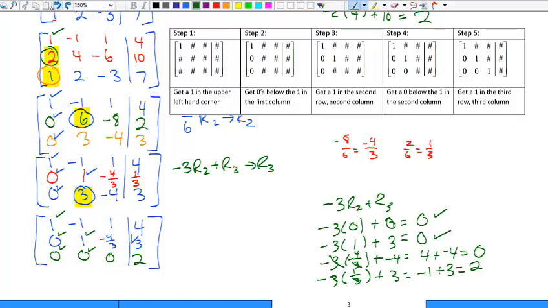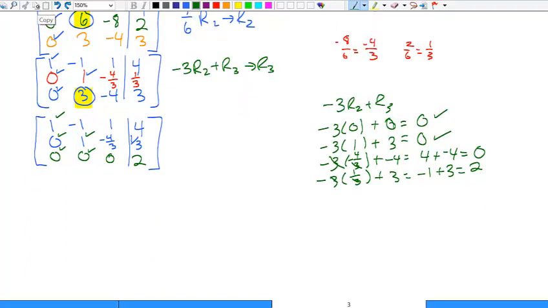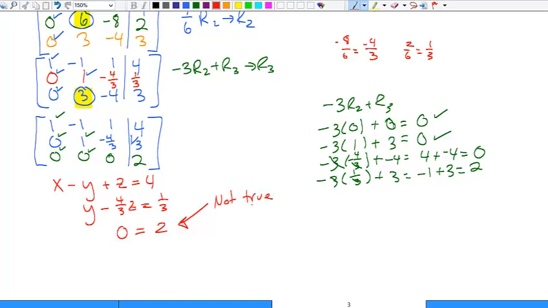I can't do it. So what I'm going to do is just try to do my back substitution from here. I have x minus y plus z equals 4. y minus 4/3 z equals 1/3. And then 0 equals 2. Wait a minute. 0 never equals 2. So this is not true, which tells me this is an inconsistent system, and my solution is no solution.